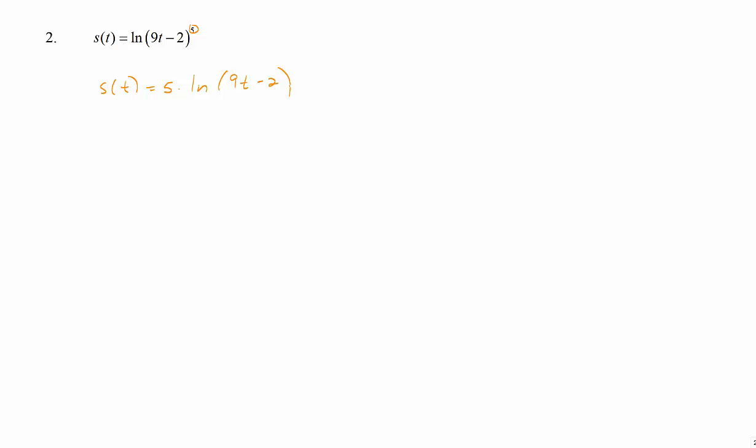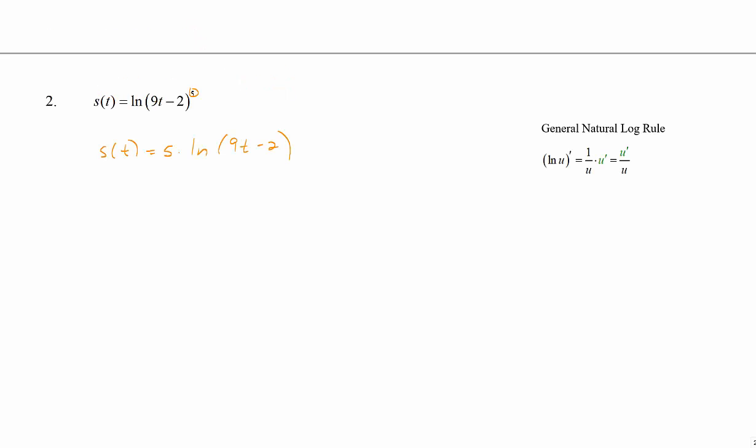Okay, so now we're getting ready to take the derivative. And again, I'm taking the natural log of stuff. The derivative for the natural logarithm is going to be 1 over u times u prime. So that's one of my chain rules. Another way of writing it is just u prime over u. That's the way I prefer to memorize it. And then my answer is already usually simplified. So the first thing I'm going to do is think about my u as 9t minus 2.